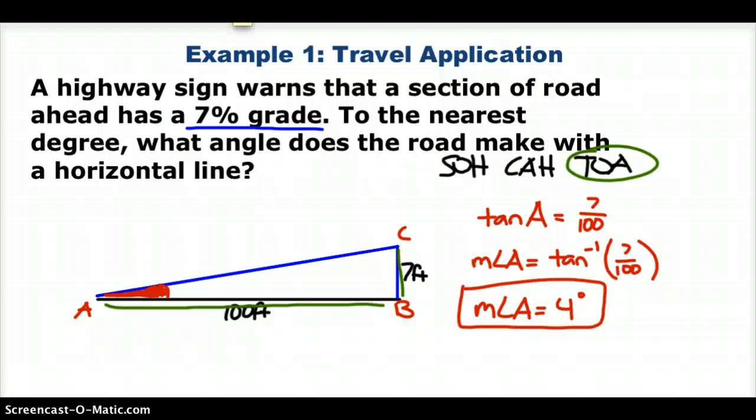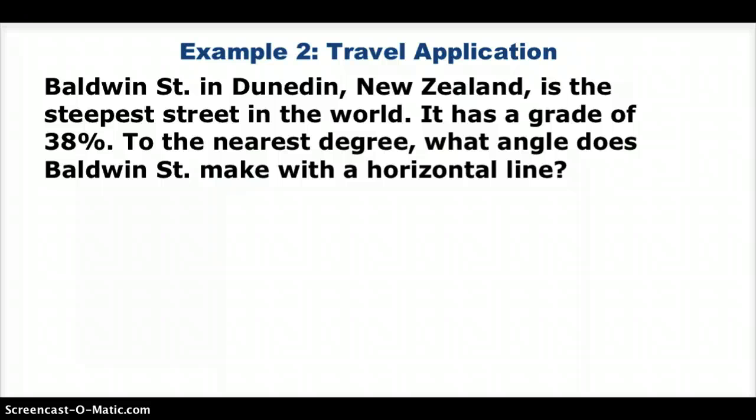Okay, let's take a look at the next one. It's going to be a very similar problem. But this one says that Baldwin Street in Dunedin, New Zealand, or maybe some of you have been there. I had certainly never been there. This street in New Zealand is the steepest street in the world. It says it has a grade of 38%. So to the nearest degree, what angle does Baldwin Street make with a horizontal line?